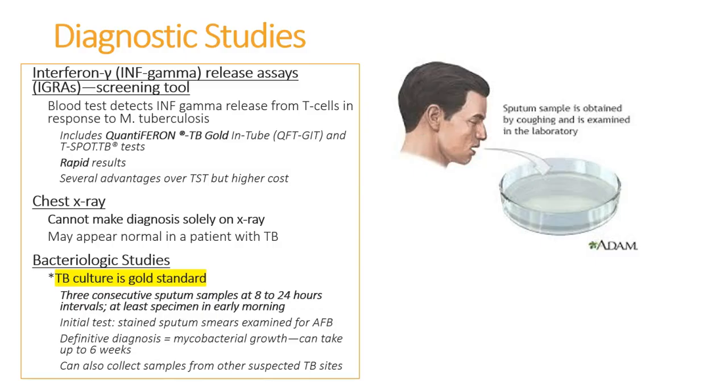Now, these sputum smears are stained and examined for acid-fast bacilli, and this type of bacteria is what causes tuberculosis. So if the smear comes back positive, it indicates that tuberculosis bacteria is present. But that's why we need the culture to confirm the diagnosis. Cultures can take some time to come back. It can take up to 6 weeks to actually confirm tuberculosis is growing because it grows slowly.